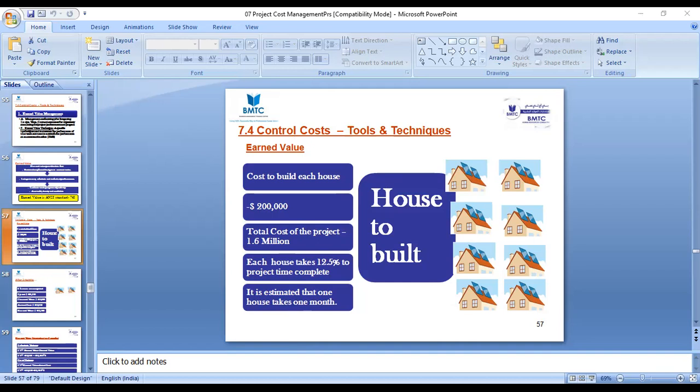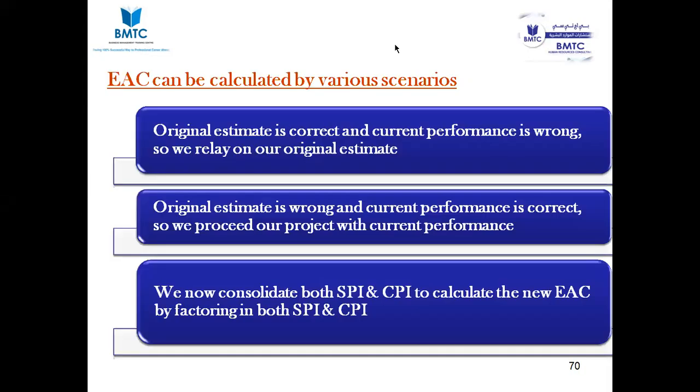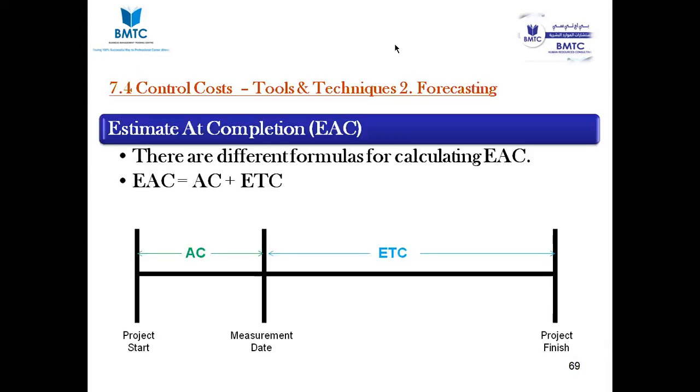So we have seen the formulas. This is the formula. So what is the other formula along with this? Bala, are you writing something? We are not seeing anything. What happened? Now only the PPT slide is there. Yes, the PPT slide is there. Now we are able to see the formula under 7.4 EAC forecast, control cost.